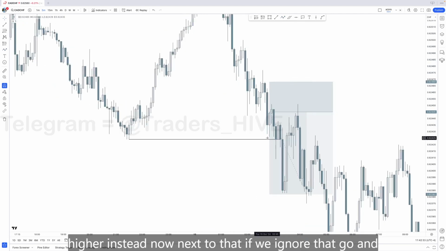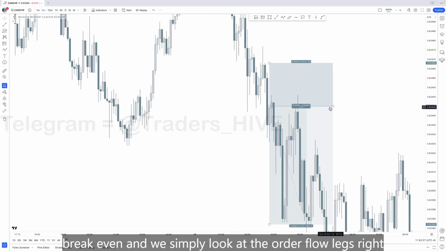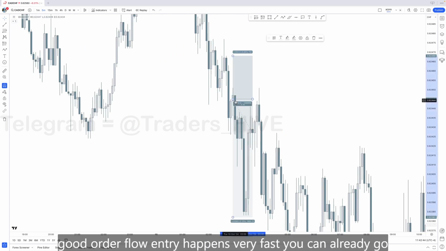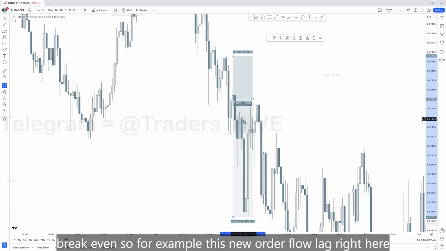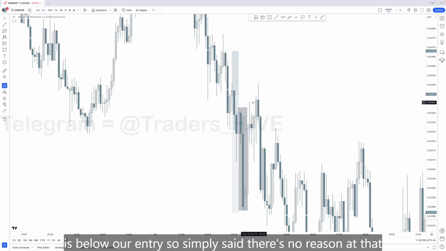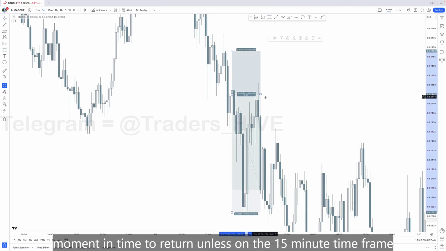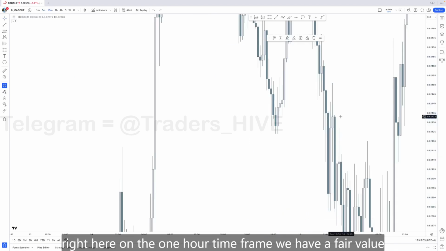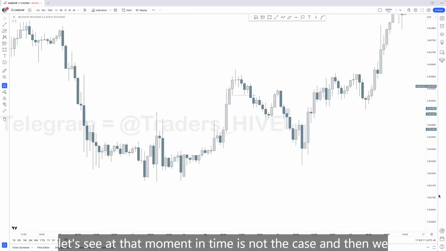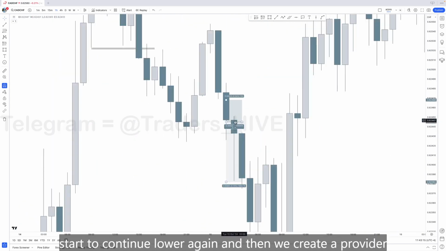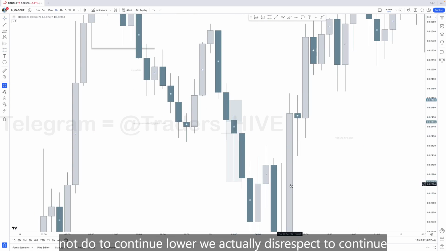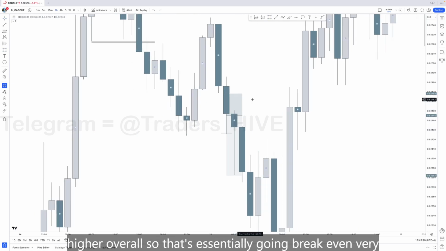Now, next to that, if we ignore that, go and break even, and we simply look at the order flow lags right here, then as soon as we create fair value gaps and fair value areas below our entry, which oftentimes when it's a good order flow entry happens very fast, you can already go break even. So for example, this new order flow lag right here is below our entry. So simply said, there's no reason at that moment in time to return, unless on the 15-minute time frame right here, or on the 1-hour time frame, we have a fair value gap that we could still retrace back into, which in this case, let's see, at that moment in time is not the case. And then we start to continue lower again, and then we create a fair value gap we could potentially retrace back into later on, which we do not do to continue lower. We actually disrespect it to continue higher overall. So that's essentially going break even.